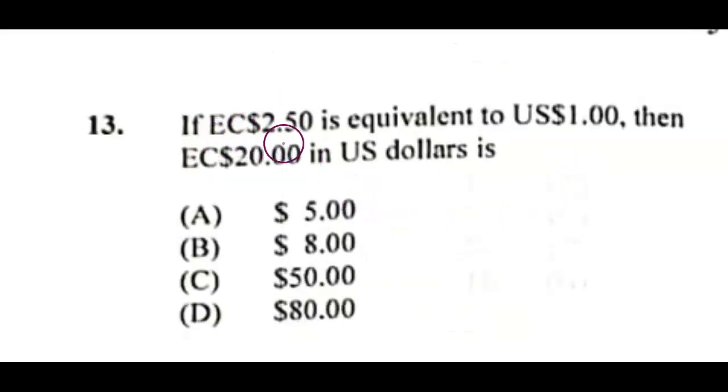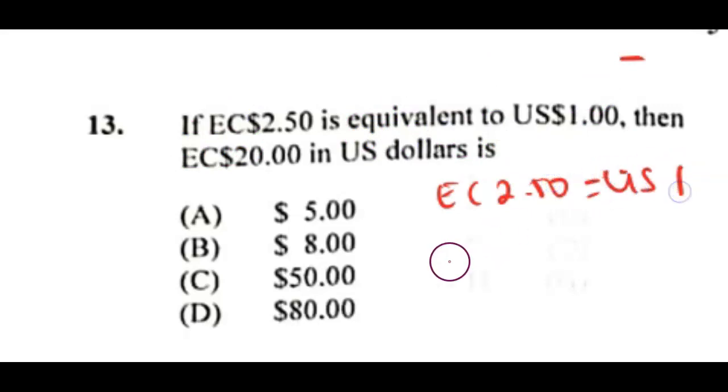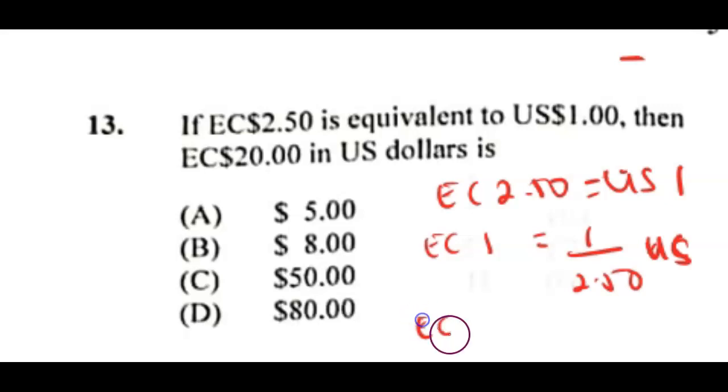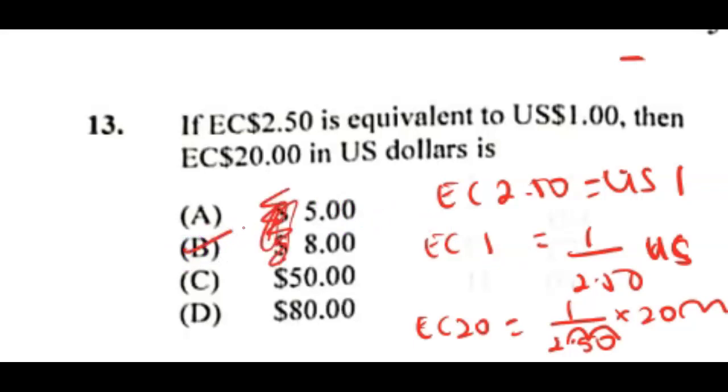It says if EC $250 is equivalent to US $1, then what is EC $20? So then you write it up like this. EC $250 is US $1. Then 1 EC dollar will actually be 1 over 250 US. So then 20 EC dollars will be 1 over 250 multiplied by 20. So you just simply move this 2 spaces, move this 2 spaces. 2000 divided by 250 works out to be $8. So your answer for number 13 is B.